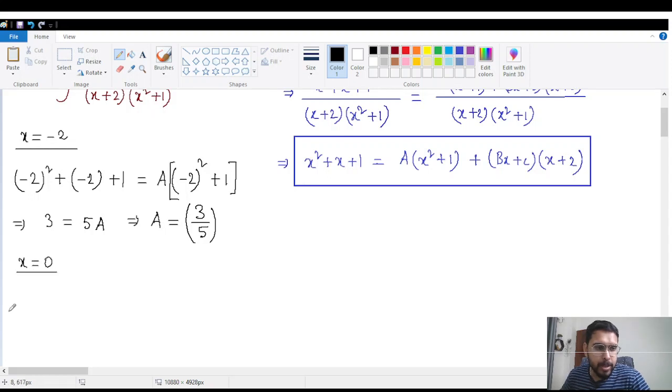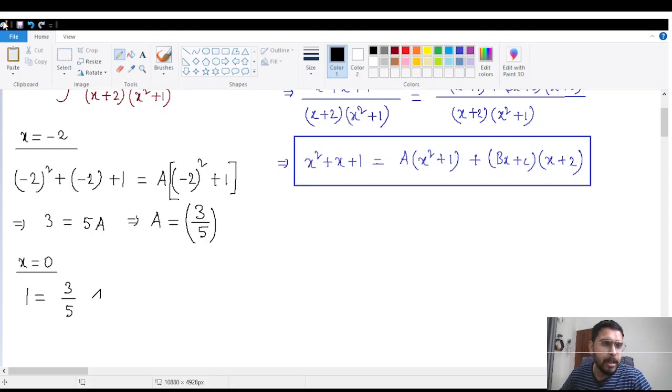If I put x equal to 0, this particular part gives you 1 because everything else will be 0: 0 square, 0, everything is 0. Here it's a times of 0 plus 1, so basically a times of 1. So basically a is 3 over 5.